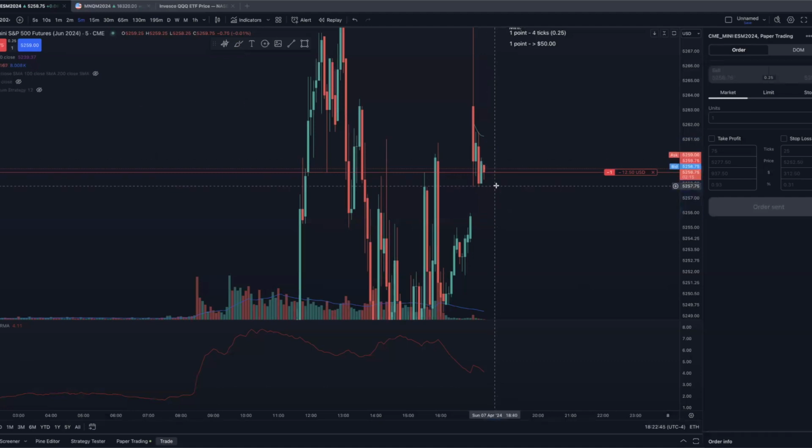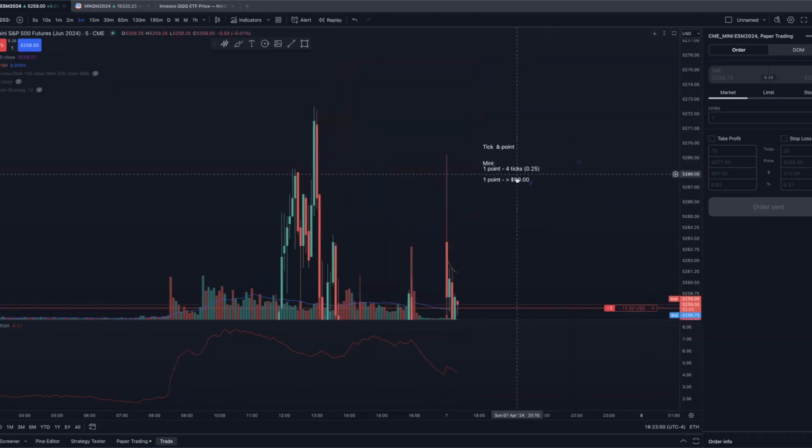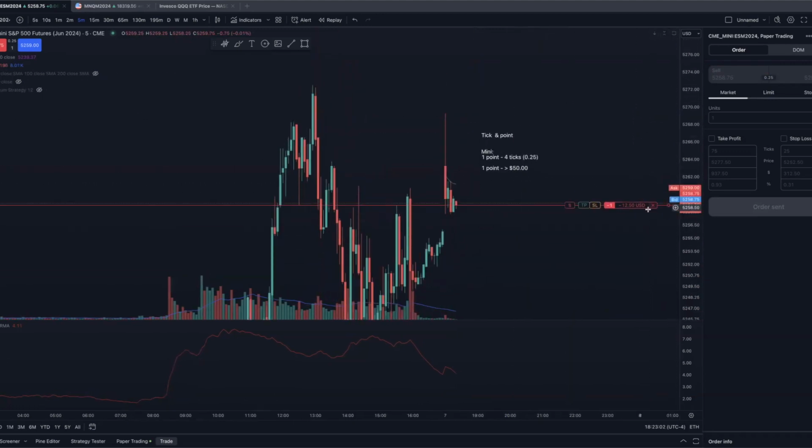So you don't have to worry about theta decay. You don't have to worry about contract expiration. You don't have to worry about none of that stuff. As long as you get the direction right, you're going to be making money. If you get the direction wrong, you're going to be losing money. Simple. And for mini contracts, it's $50 per point. 1 point equals 4 ticks.